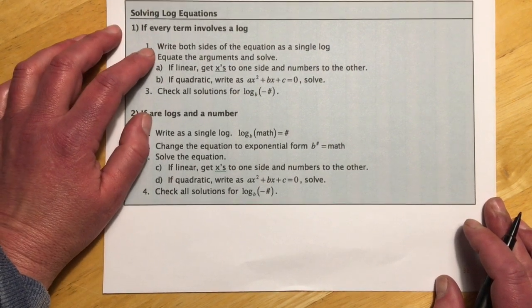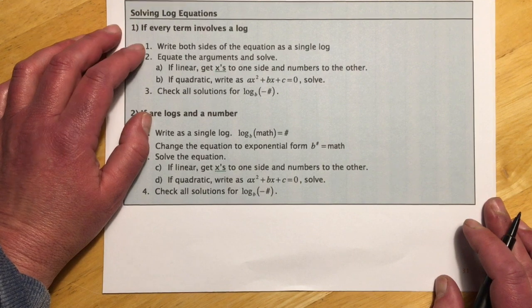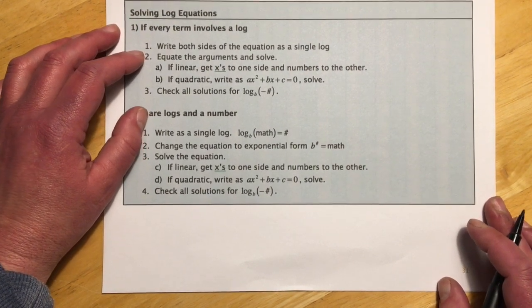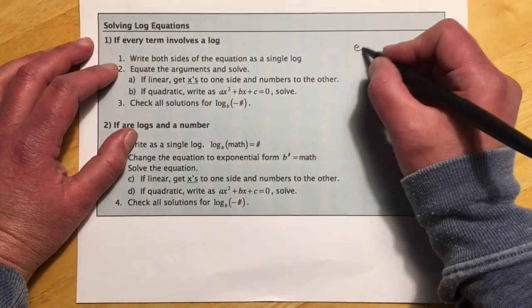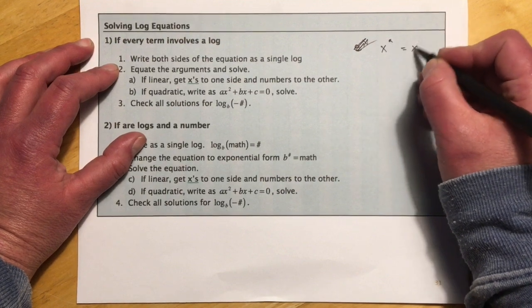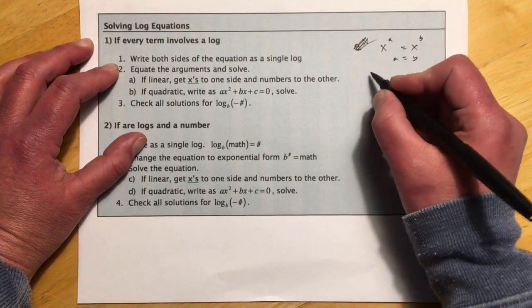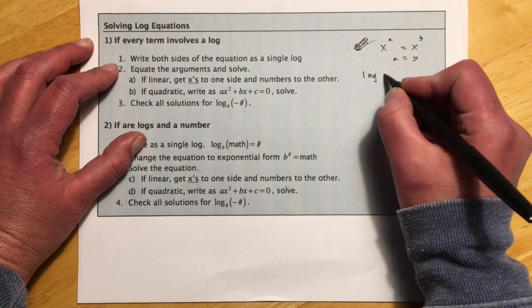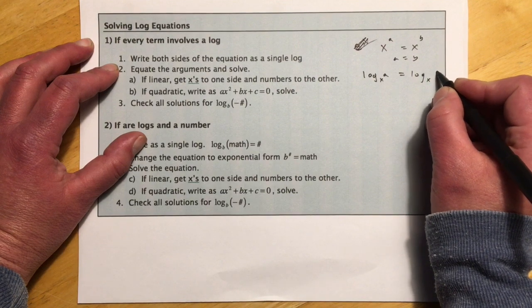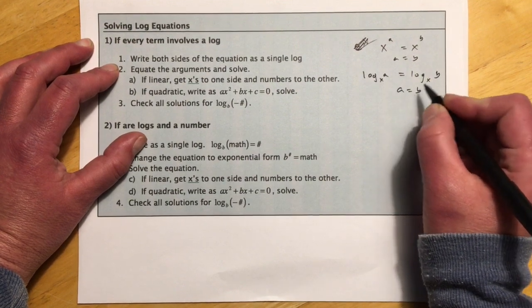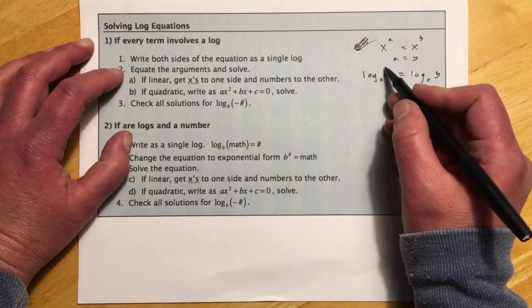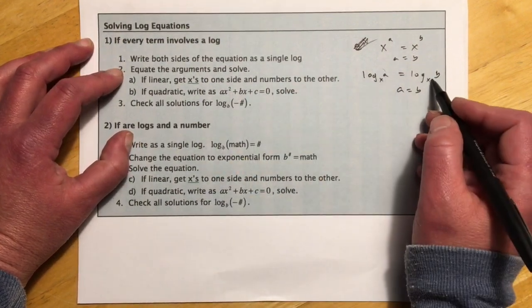So if we have the kind that has all logs, I want to write both sides of the equation as single logs. And that's kind of like the common base thing with the exponentials, where I had x to the a equals x to the b, so a equals b. With this, if I have log a equals log b with base x, then that's only true if a equals b. So that's what we're going to try to do, get them down to a log equals a log, and then we'll dump the logs and solve what's left.